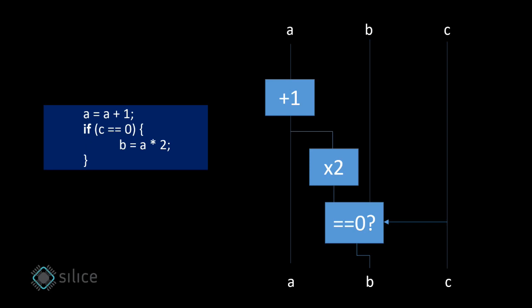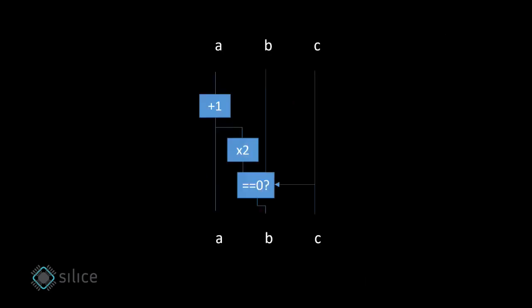Each operation here, such as the +1 box, corresponds to a set of logic cells combined together to update the values of the wires with the corresponding operation. In this case, adding 1. The == 0 box is a multiplexer that selects the new value of B based on the value of C. Interestingly, you can see that regardless of C, both outcomes generate a circuit. There is no notion of not computing something here. Everything is always active.